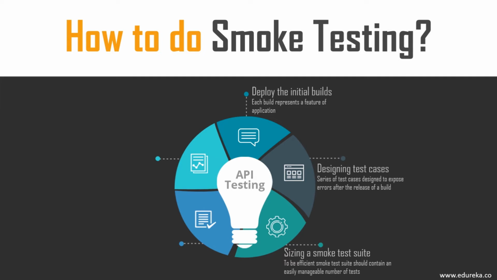So to be efficient and purpose built, a smoke test suite should contain an easily manageable number of test cases. Well, the recommended number of test cases is generally 20 on the low side and around 50 on the high side. Any less than this and you're probably not covering enough test cases, and any more than this, you're probably trying to cover too much ground at a single point of time. So you should always concentrate on sizing your smoke test suite.